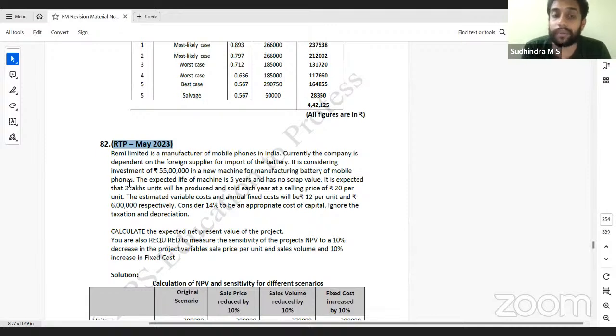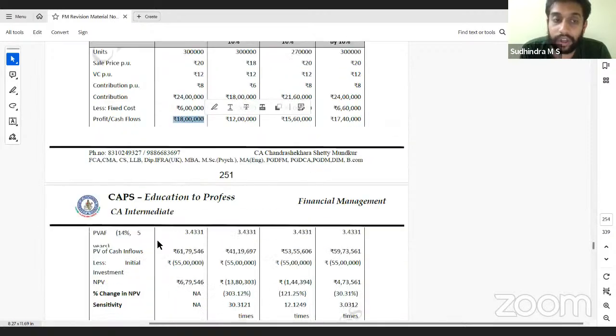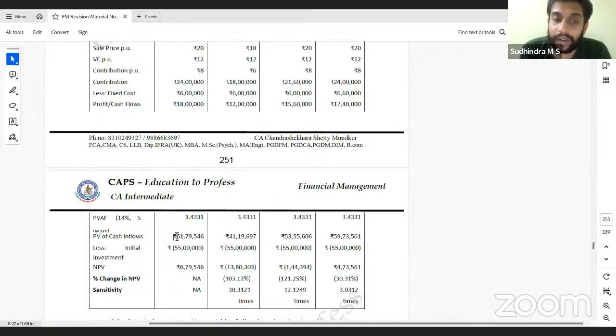You are also required to measure sensitivity of the project's NPV to a 10% decrease in project variables sale price per unit and sales volume and 10% increase in fixed cost. So first, for the original scenario, we will be calculating NPV. 3 lakh units, sale price, variable cost, contribution. So contribution less fixed cost gives the project cash flow. Multiply by the present value annuity factor, you will get the present value of cash flow, minus investment, NPV.